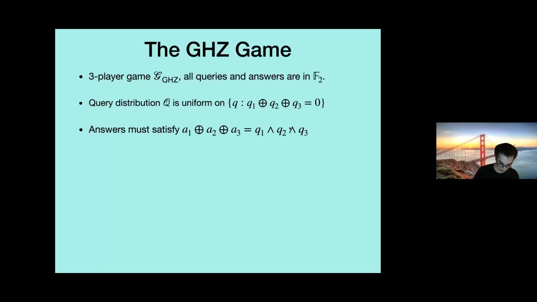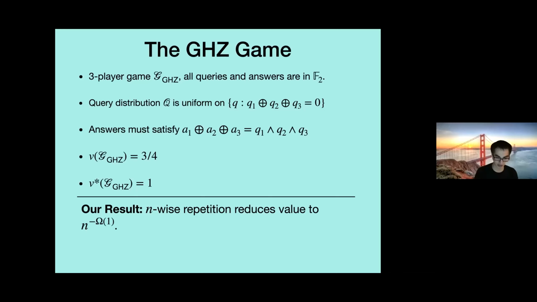It's not too important, but this game has a property that the classical value is 3/4, less than 1, and the entangled value is exactly 1. And so what we prove in this work is that when you repeat this game n times in parallel, the value decays polynomially quickly. And of course, what we hope is that the value decays exponentially quickly. But if you compare to where we started with this inverse Ackermann bound, we only have one more exponential improvement. We're only one exponential improvement away from optimal.